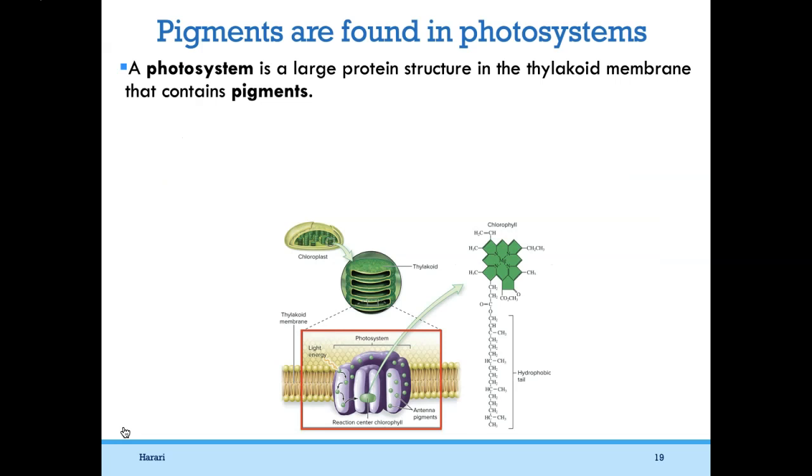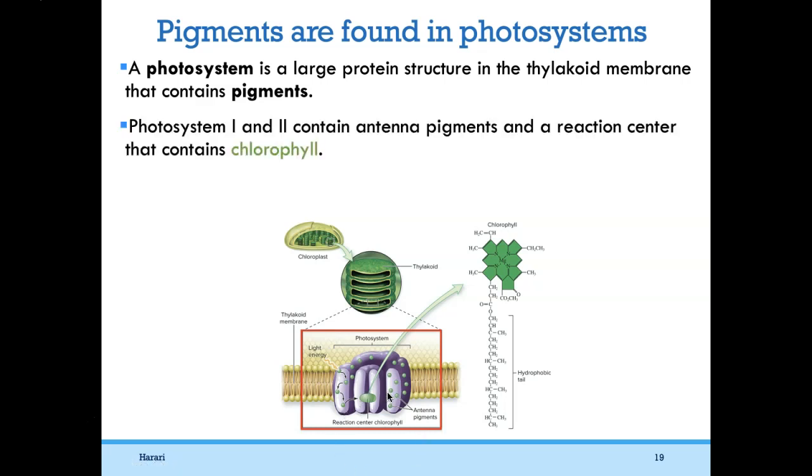So pigments are located in photosystems. A photosystem is basically a large protein structure that's in the thylakoid. It's a membrane complex, but it contains a pigment. So a photosystem is a protein structure that contains a pigment. That's what a photosystem is.